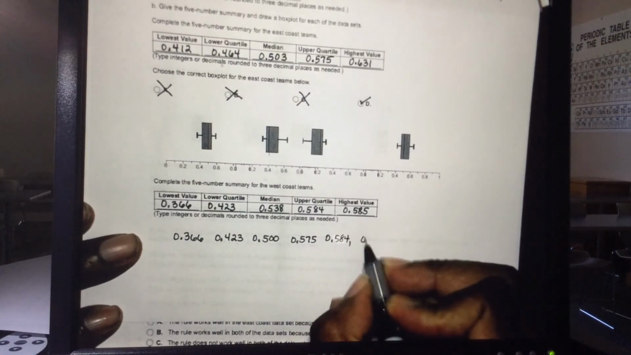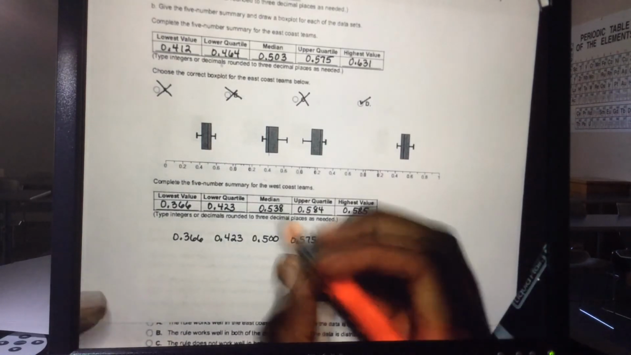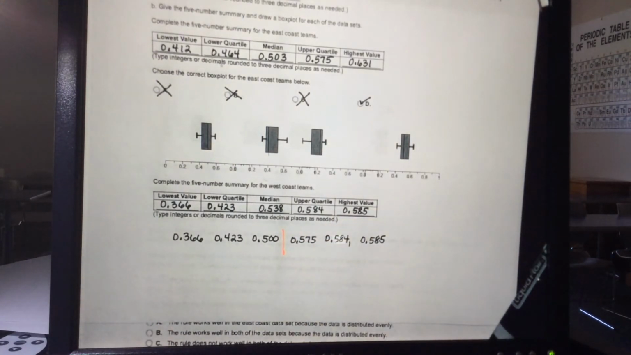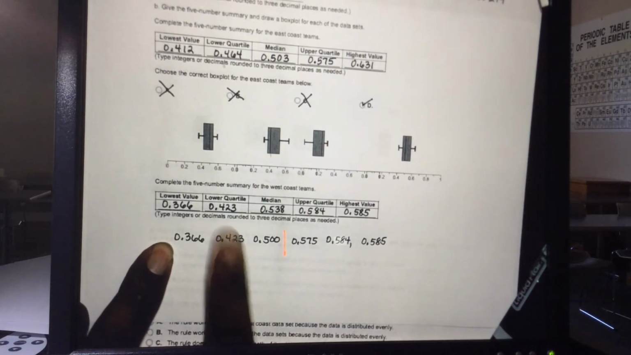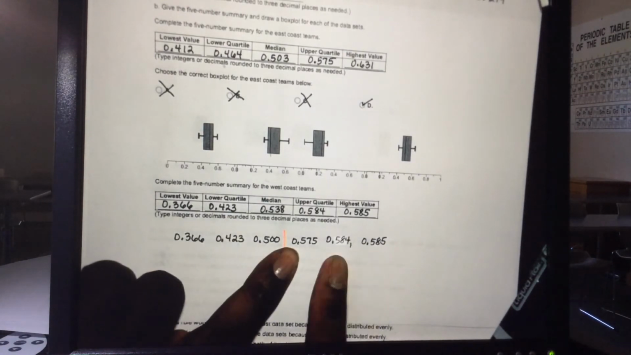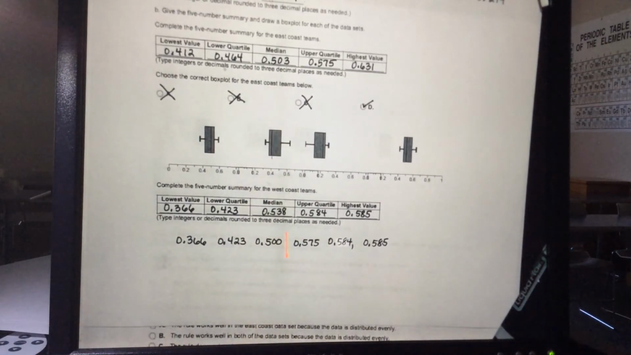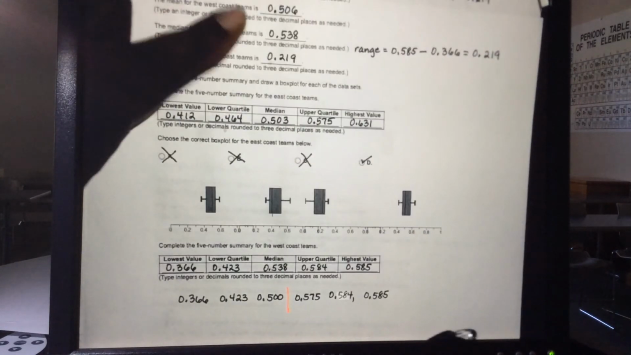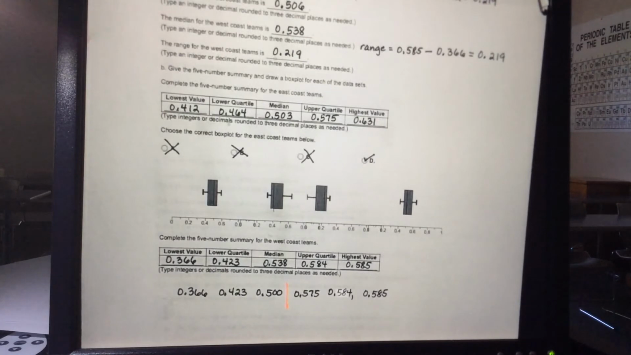And then 0.585, the median somewhere in the middle. On the lower end, 0.423 is your lower quartile. The upper end, 0.584 is your upper quartile. The lowest value and the highest value, and we did find the median of 0.538 in Part A. Okay, so that's your 5-number summary.